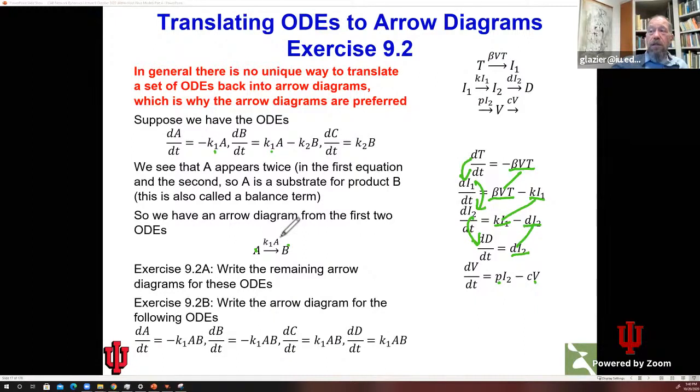The second one is I've given you a slightly different set of ODEs. dA by dt is equal to minus K1AB. dB by dt equals minus K1AB, dC by dt equals K1AB, dD by dt equals K1AB. I want you to write an arrow diagram for that. Okay, so that's our next little exercise. Again, this is purely a pencil and paper exercise.